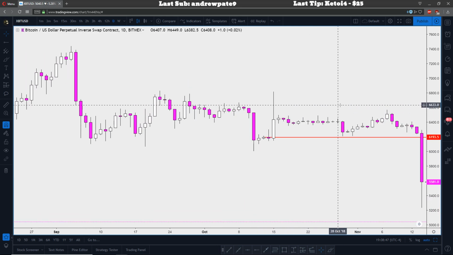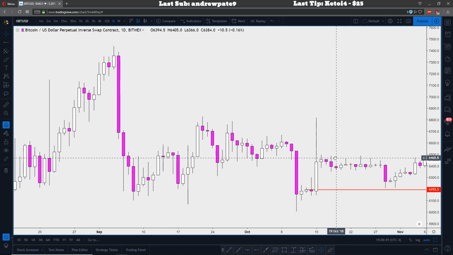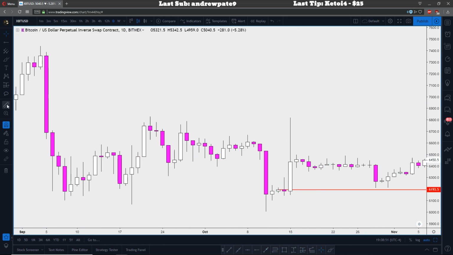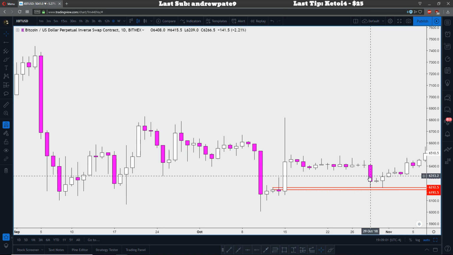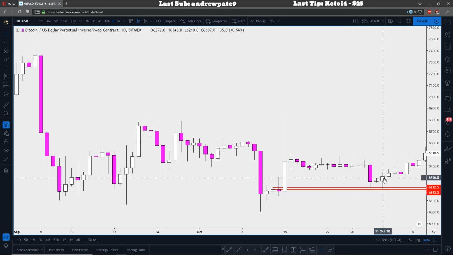So what did we see here? We didn't see a perfect test, but once again, if we took the wick, what do we see? We see a perfect test, probably to the dollar. Let's see, it misses it by $3.